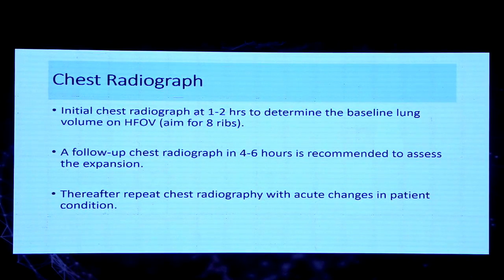Chest radiograph: the initial chest X-ray, usually in the first 2 hours, to determine the baseline lung volume. We like 8 ribs, follow-up chest X-ray in 4 to 6 hours, and then as needed.